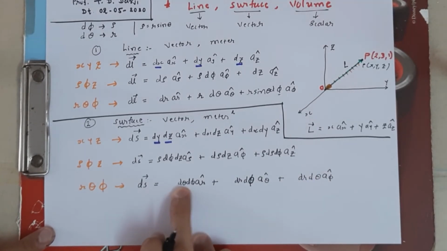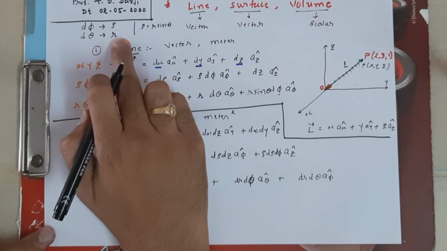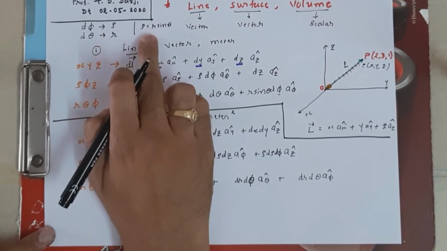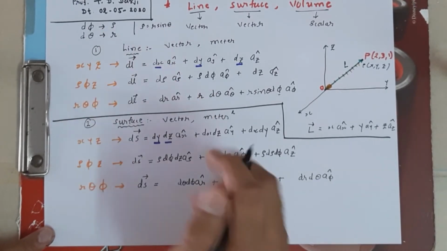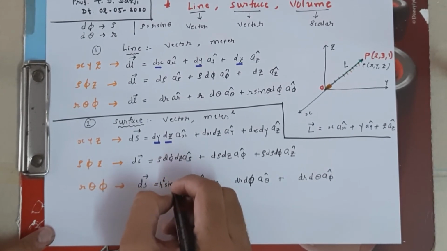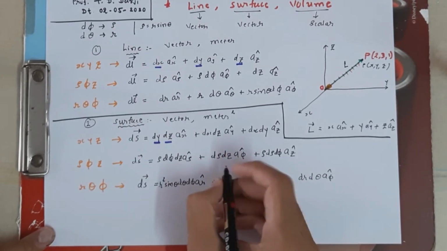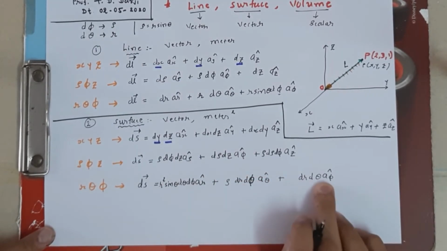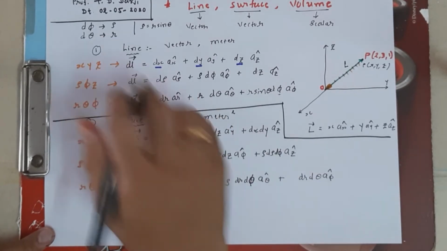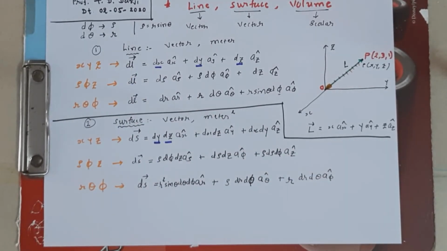Here if you notice, both d theta and d phi terms are present, and both rho and r are present, but instead of rho I have to write r sin theta. So it is r sin theta into r, so here it is r square sin theta. Here the d phi term is present, so I have to put rho before that. Here the d theta term is present, so I have to put r before that. So this one is the equation for the differential surface.